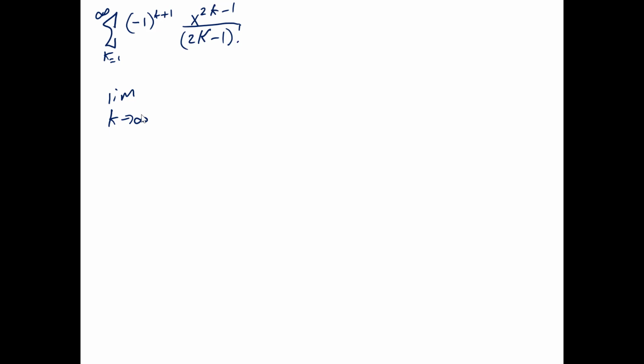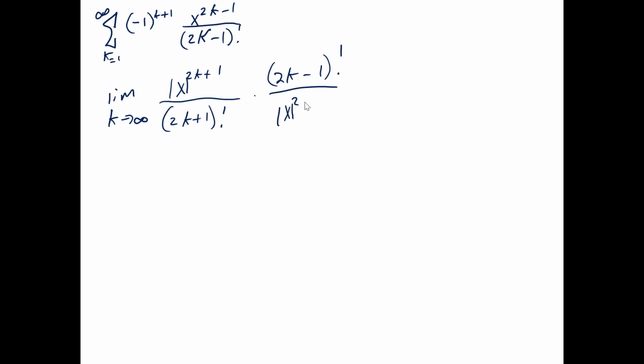You're going to take the limit as k goes off to infinity of, when we put in k plus 1 for n, we'll get 2k plus 1. Don't forget the absolute values on the x. And in the denominator, you'll get 2k plus 1 factorial times the reciprocal, 2k minus 1 factorial goes on top, and x to the 2k minus 1 absolute value goes on the bottom.